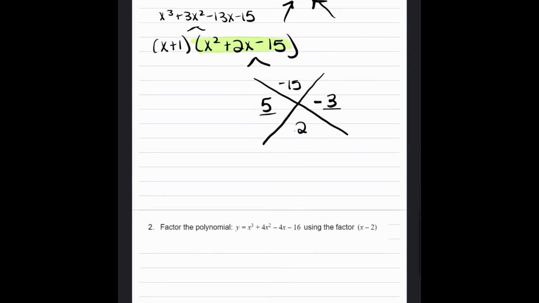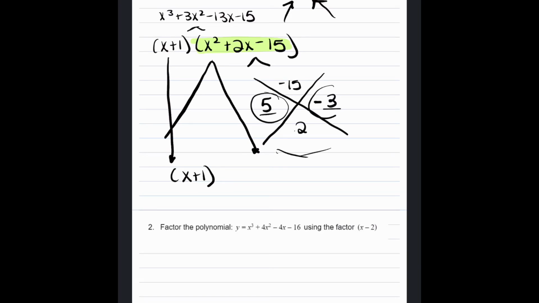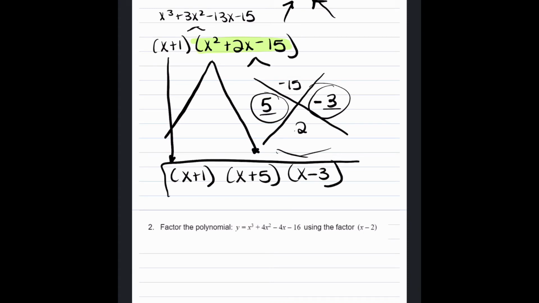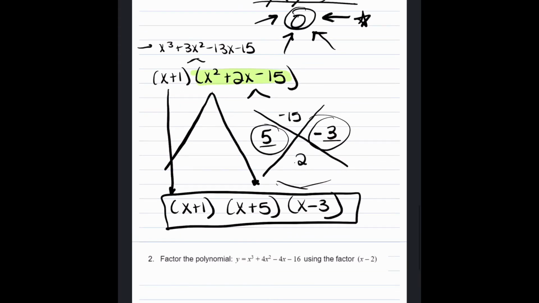So then I could rewrite this entire factorization. I'm going to go ahead and just bring down this part, so it's going to be x plus 1. And then I take each of these values out of the factored form, the x basically. So it becomes x plus 5 and x minus 3. And this is the fully factored form of the original problem here.